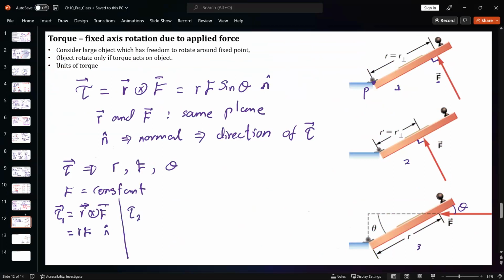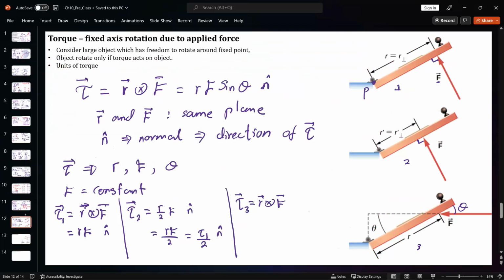For case 2, torque 2 is equal to, R is now reduced. Let's consider R is half of the previous R, so it's R over 2. The magnitude of force remains constant, it's still sine 90, unit vector n. So this is going to be R over 2 times F. This should be equal to the torque for case 1 magnitude divided by 2, for example, right? Unit vector n. Similarly, if I take a look at the third case, torque 3 is equal to R cross F.